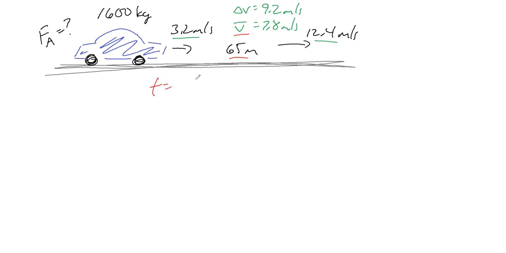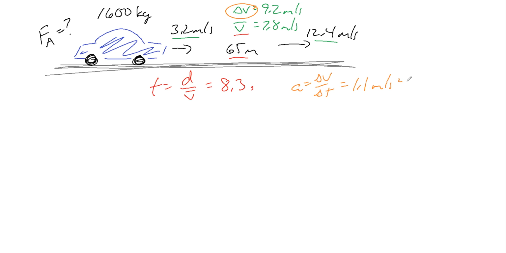So time would be the distance divided by the average V. So I can take that 65 and divide it by the 7.8, which gives me a time of like 8.3 seconds. Well, now I've got my time. I've also got my change in V. With the change in V and time, I can find my acceleration. Acceleration would be change in V over change in T. So I'll take that 9.2 and divide it by the time that I just found, 8.3 seconds, and get an acceleration of like 1.1 meters per second squared.